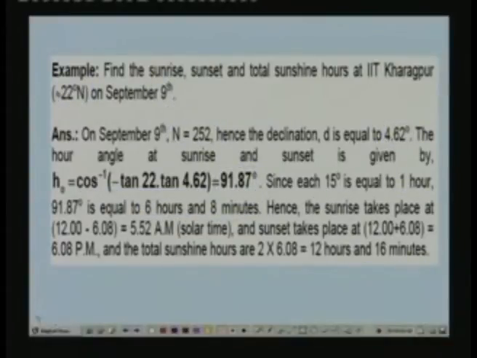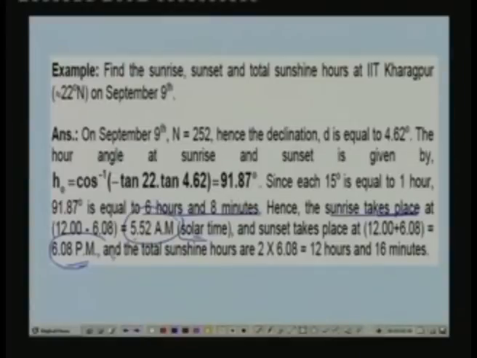Since each 15 degrees is equal to 1 hour, 91.87 degrees is equal to 6 hours and 8 minutes. So, the hour angle is equivalent to 6 hours and 8 minutes. What is the meaning of this? This means that the sunrise takes place at 12 minus 6.08, that is 5.52 in the morning. This is the solar time, and sunset takes place at 12 plus 6.08, that is 6.08 p.m. So, sunrise is at 5.52 a.m. and sunset is at 6.08 p.m.